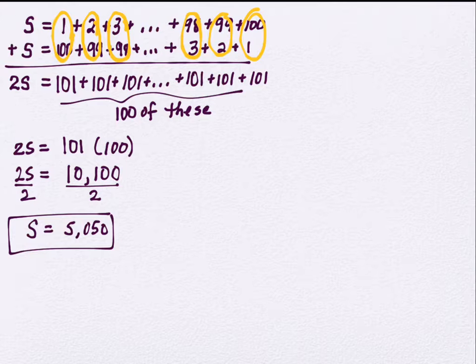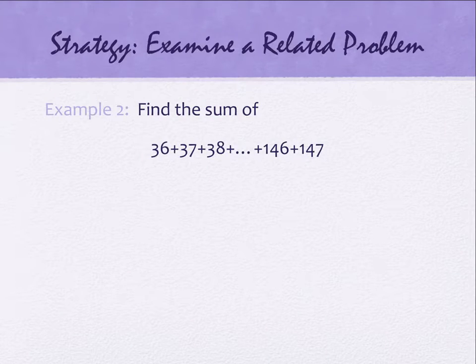Okay, so we do have another example where the numbers aren't quite so friendly. That is, they're a little bit less straightforward. This one right here does not start at 1, right? It actually starts at 36. It doesn't end at 100, it ends at 147. But this is a similar problem, right? So we're going to use the same strategy, but we're going to manipulate it slightly when we need to. But there's no reason to reinvent the wheel. Don't do that to yourself. Look and see if you can use something you already know.